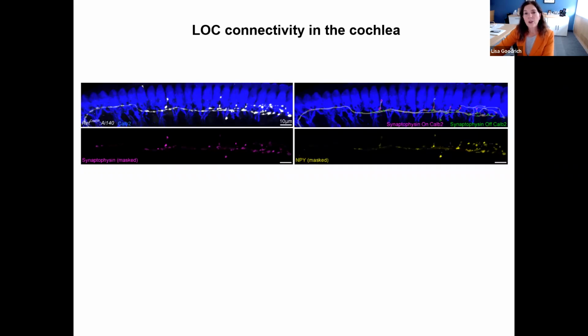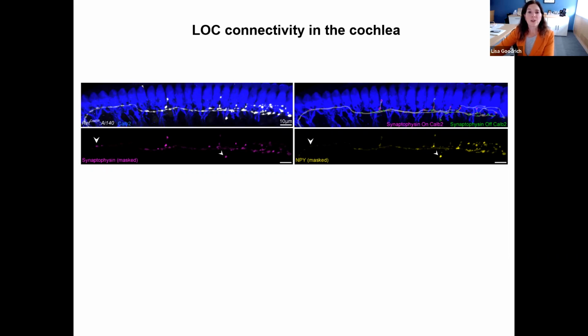And when you stain for NPY within these LOCs, the first thing that jumped out is that it's actually itself very heterogeneous. While this is a peptidergic LOC, the NPY is not present at every synaptophysin punctum. Okay, so some of them will express both synaptophysin and NPY, but others are NPY negative.